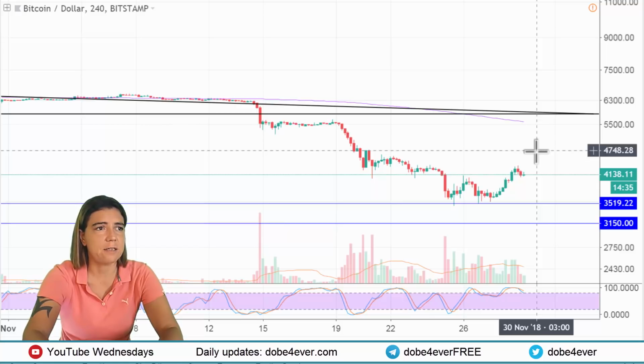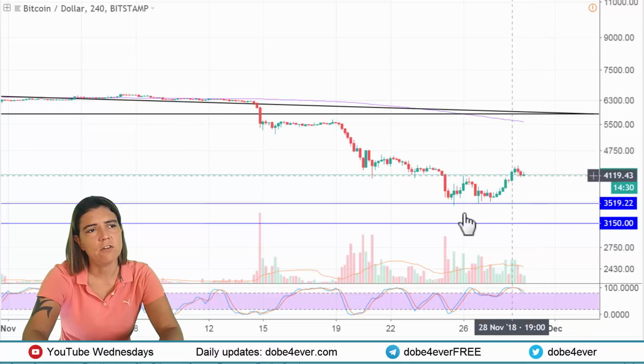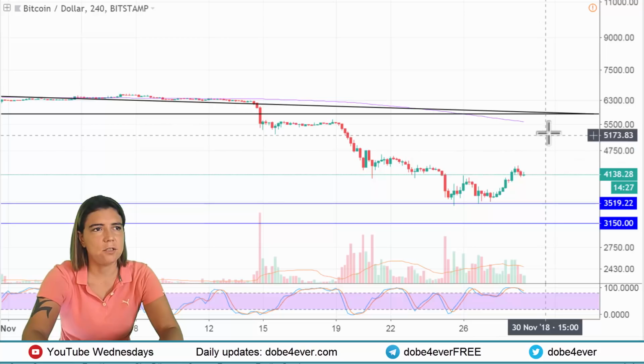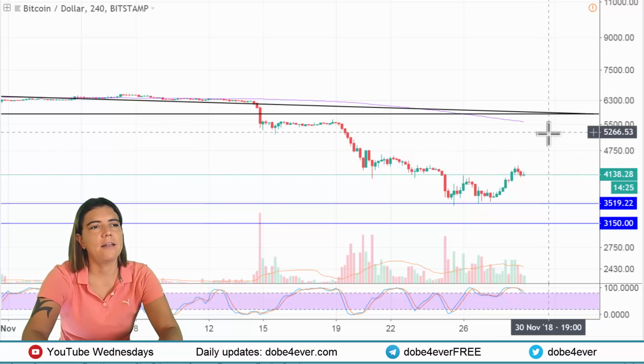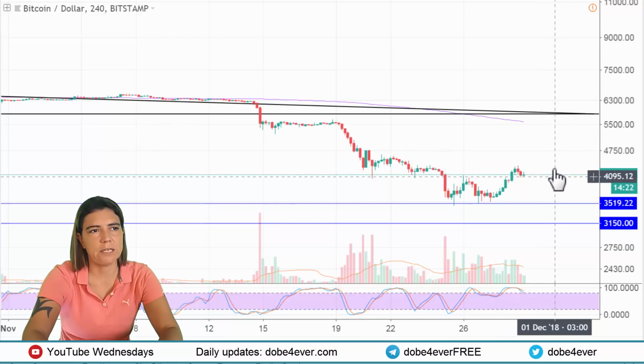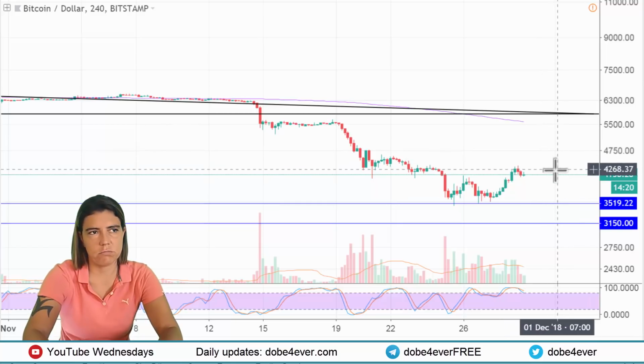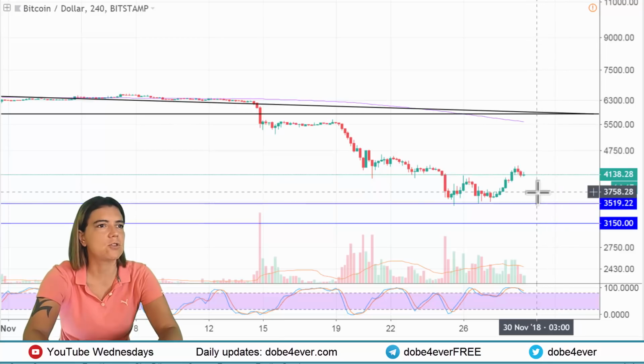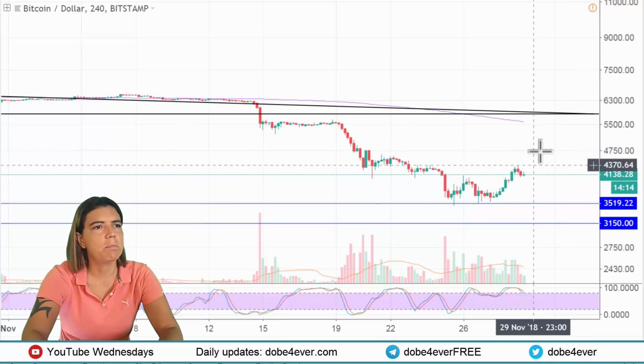I expect a lot of selling pressure at 4,800, so I would be taking profit from this long at 4.8, maybe keeping some just in case it goes higher. And if it doesn't go higher and it rejects back down, then I'll continue to take profit on the way down, before reaching my entry level here. But that's how I would be playing this.